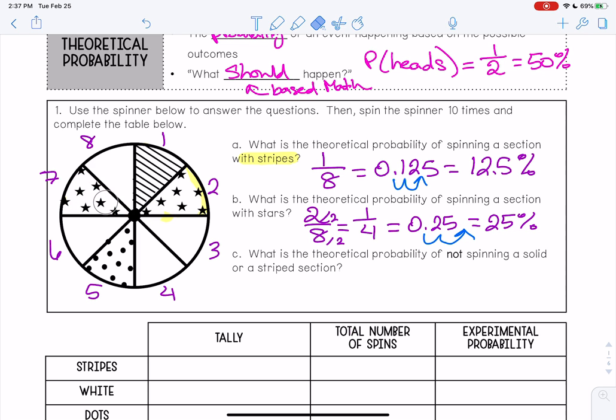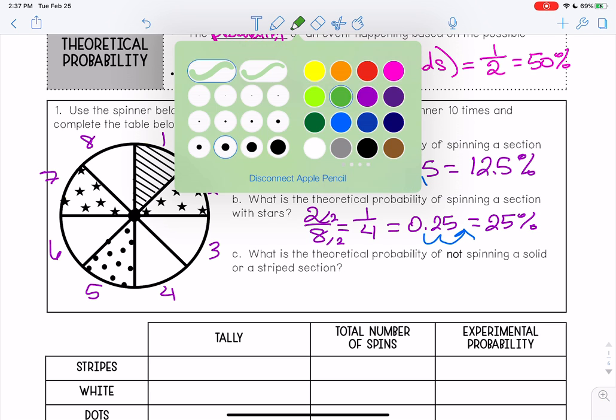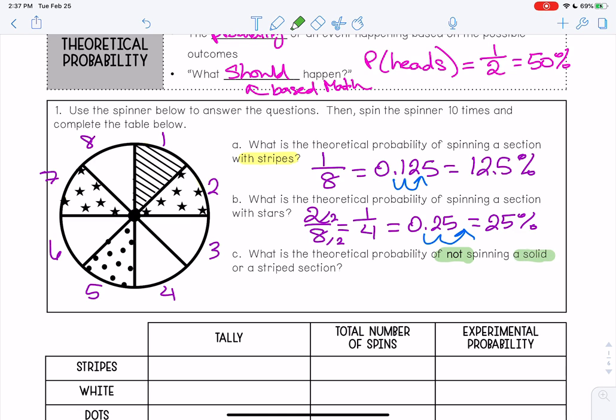For C, what is the theoretical probability of not spinning a solid or striped section? Okay, so the important part is they want not solid and not striped. So, not solid. Well, this one's solid, this one's solid, solid, solid, and not striped. This one is striped. So what do we have left? Out of the 8, we have 3 left. Okay, 3/8 cannot be simplified, so we just leave it alone.